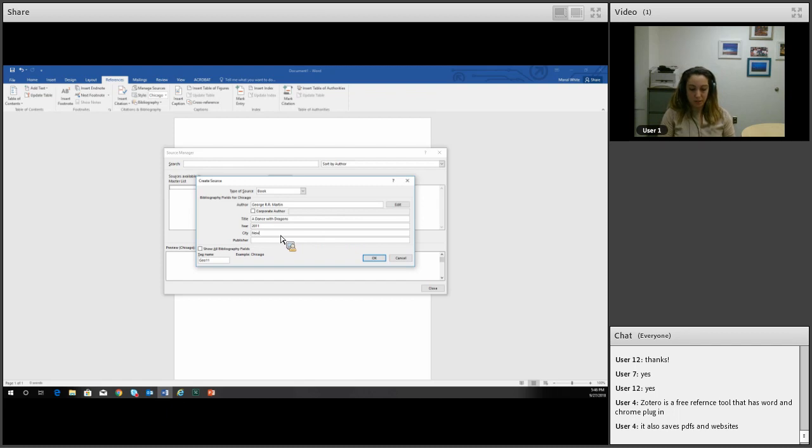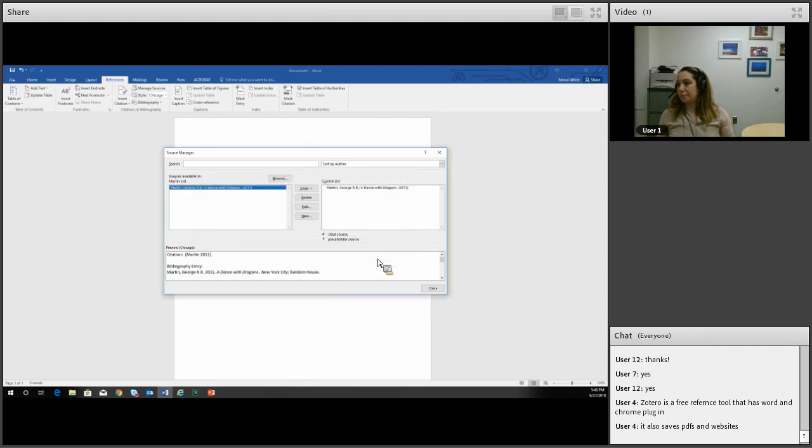New York City, Random House. So you press that. You copy it to the current list. Your master list will always save all your sources, so you'll always have them from every paper you write. There will always be a master list, so if you use a source again, you can just copy it to your current list.